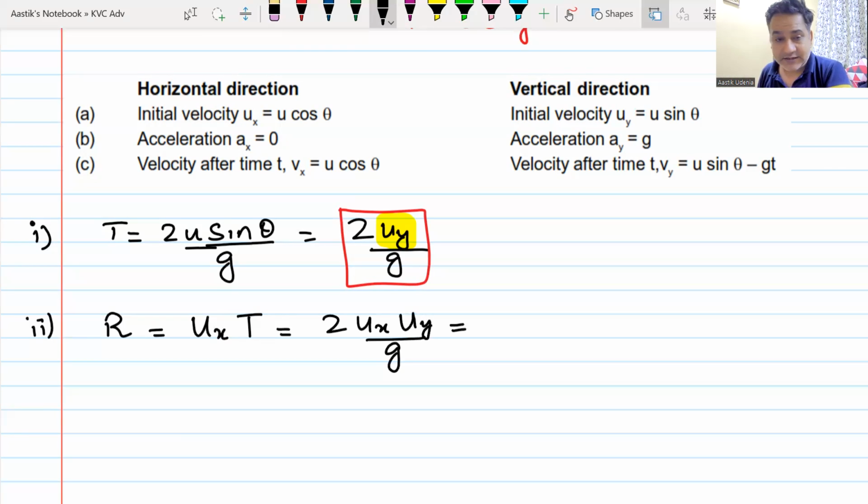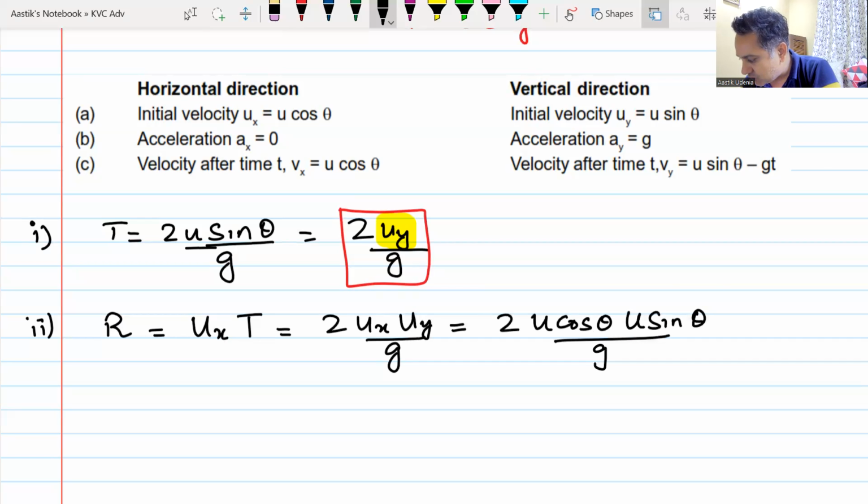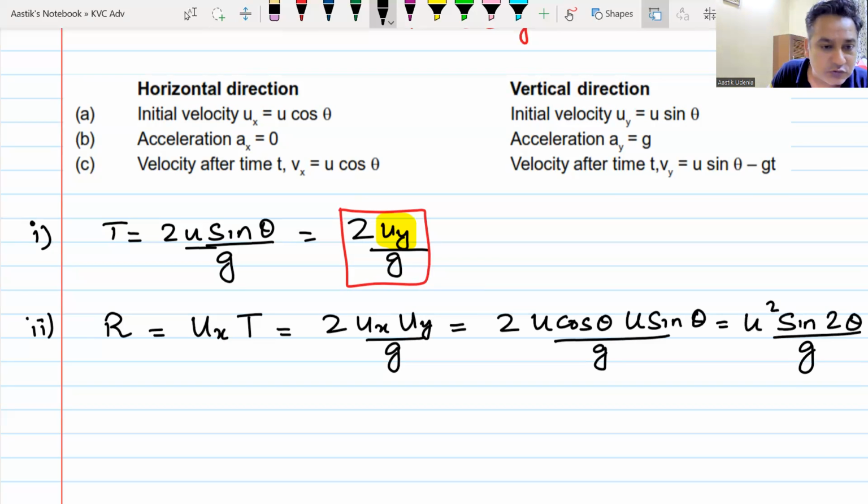The third way of writing it is by writing the values of ux and uy. So I can write it as 2 times u cos theta, u sin theta by g. Now I can say 2 times sin theta cos theta is sine of 2 theta. So I can write it as u square sine 2 theta by g. Do we all understand this? Yes or no?